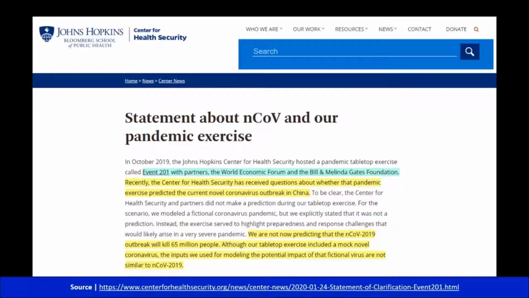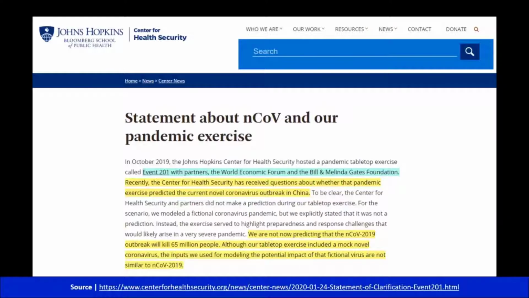So it wasn't even a different type of disease. They actually modeled a coronavirus pandemic in October. Okay, same faces you see right now. But we explicitly stated that it is not a prediction. Instead, the exercise served to highlight preparedness and response challenges that would likely arise in a very severe pandemic. We are not now predicting that the novel coronavirus 2019 outbreak will kill 65 million people, because in their tabletop exercise, they said 65 million people would die. Although our tabletop exercise included a mock novel coronavirus, the inputs we used for modeling the potential impact of that fictional virus are not similar to the novel coronavirus.